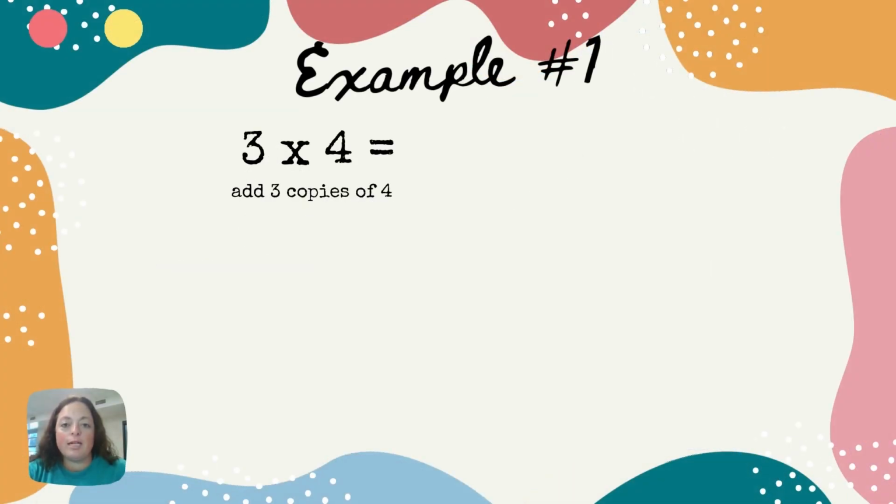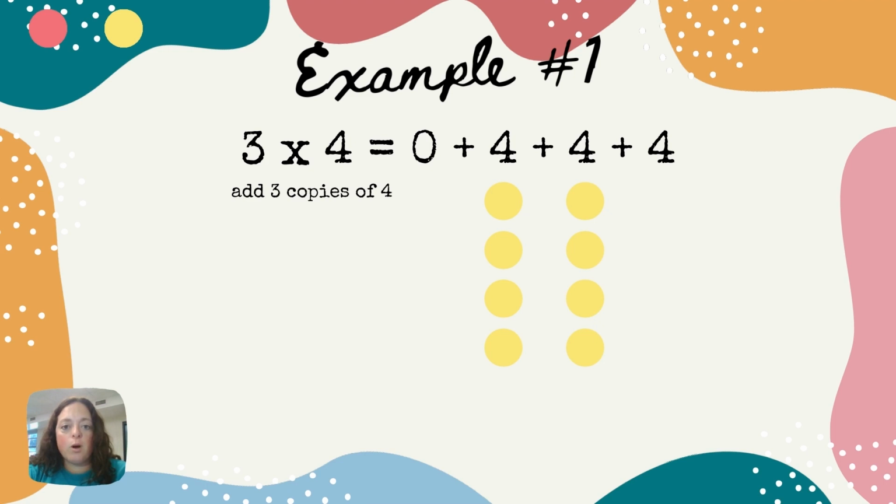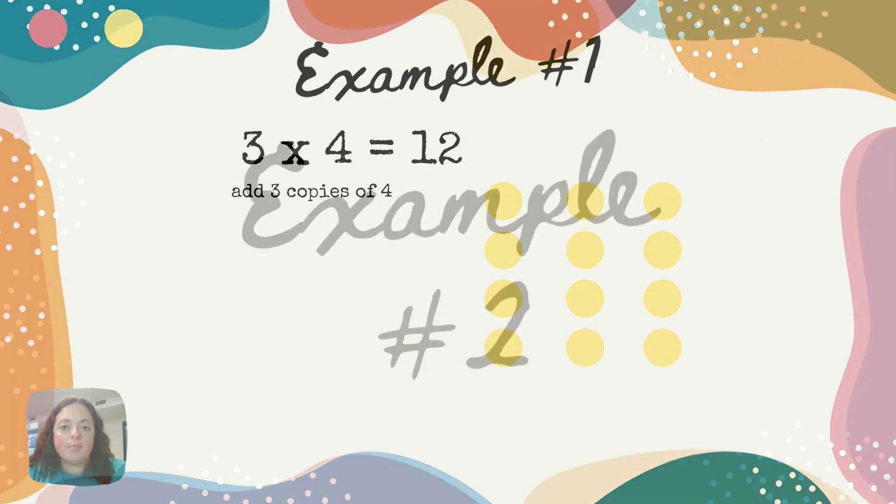Example number 1, 3 times 4. 3 times 4 means 3 copies of 4. We'll start with 0 and add 4 3 times. 4 plus 4 plus 4. And if we count all of these counters up, we have 12 positive counters. So 3 times 4 equals 12.